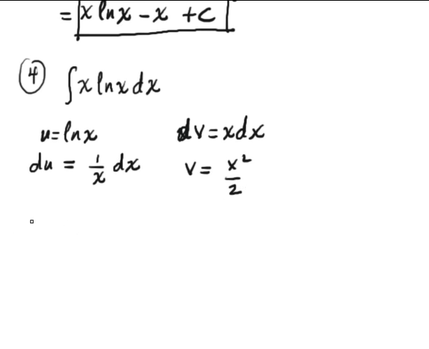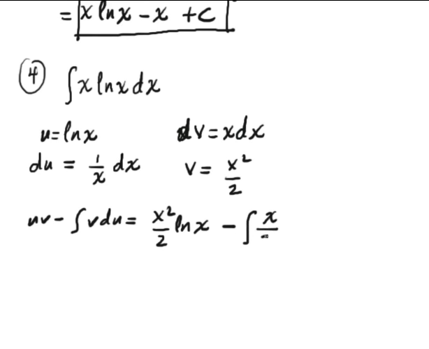Okay, so now again form uv minus the integral of v du. And we have x squared over 2 ln x minus this product here, which is 1 over x times x squared, which is x. So we just have x over 2, the integral of x over 2 dx, which is something we can easily integrate.